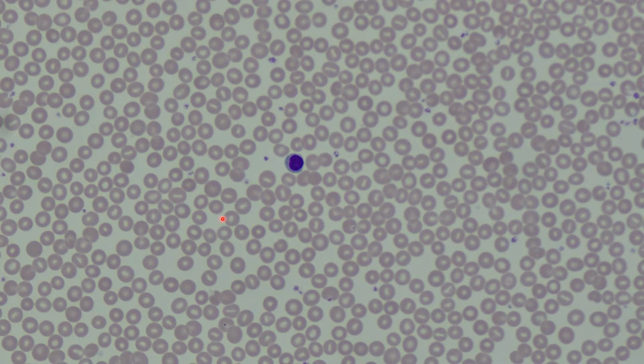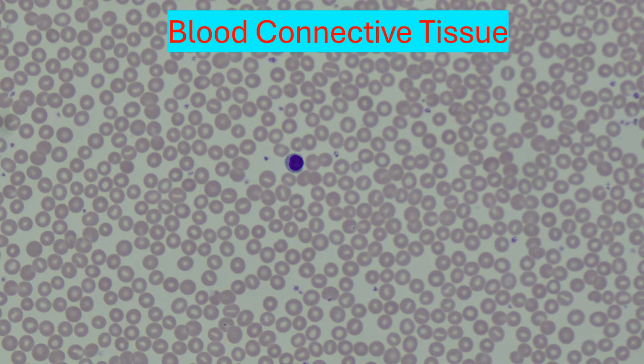Here we see a mix of formed elements that are erythrocytes, red blood cells, white blood cells, leukocytes, and platelets, thrombocytes. All of those are suspended in a plasma, the extracellular matrix. This is a specialized type of connective tissue, blood.